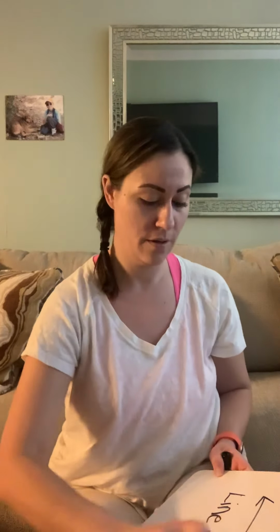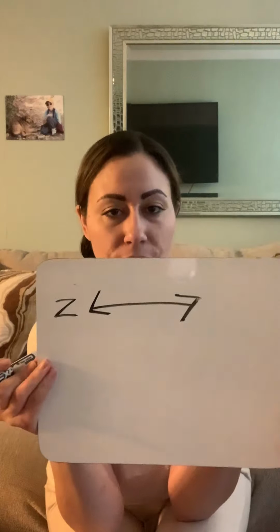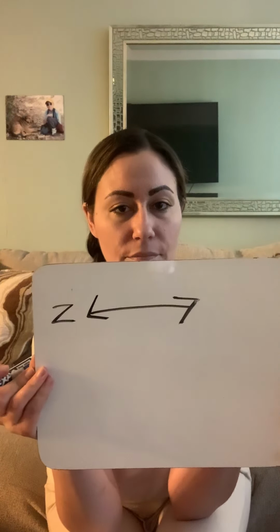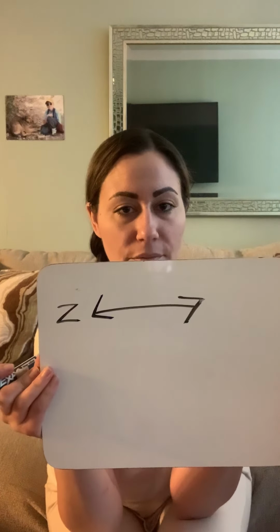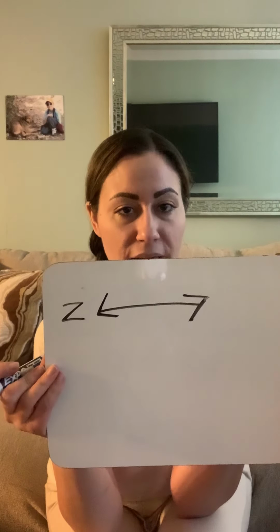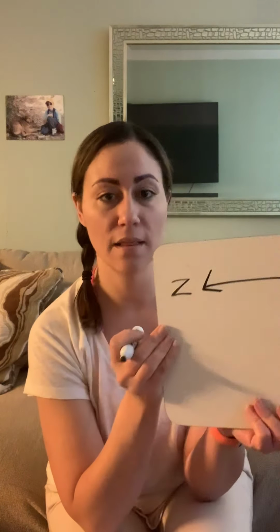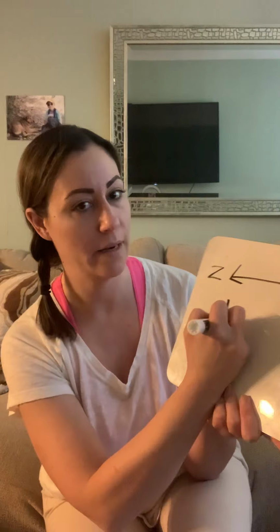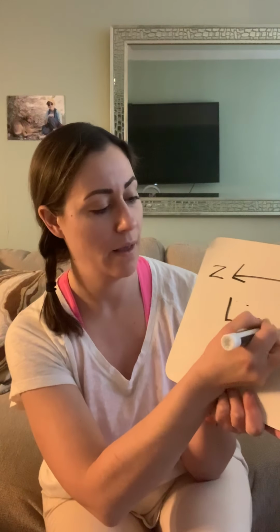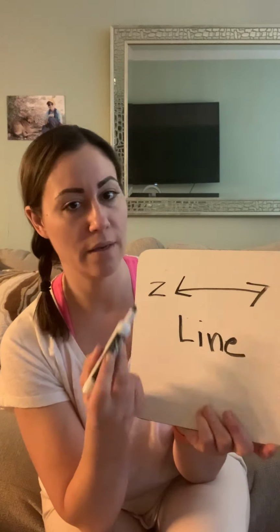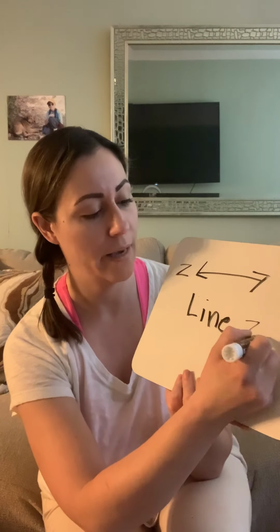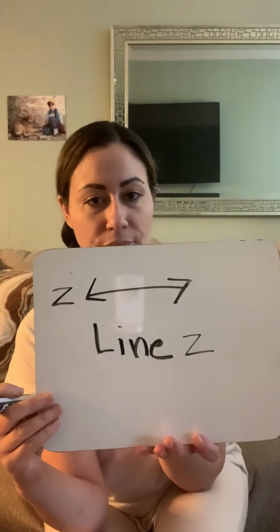If this was a Z, how would I write it? Think about it. First I say what it is. It's a line, so I'll write line. And then it's labeled as what? Z. Line Z. Okay? Very simple.